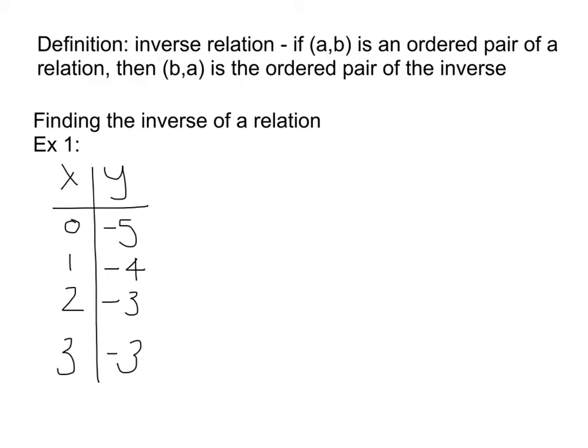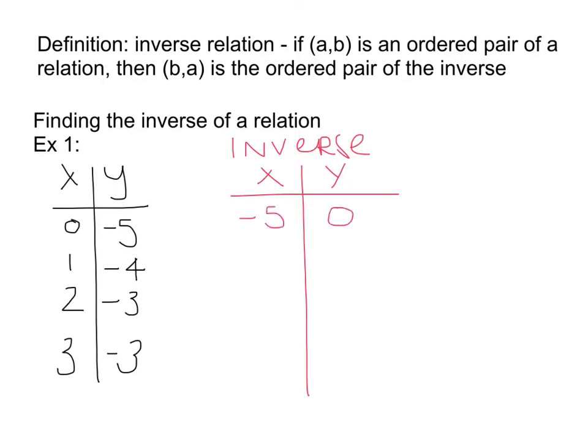Let's look at how we find the inverse of a relation. So I give you a t-chart where you have x and y variables. To find the inverse of this relation, what you're going to do is take the x and the y values and switch them. So instead of (0, -5), it's going to be (-5, 0).